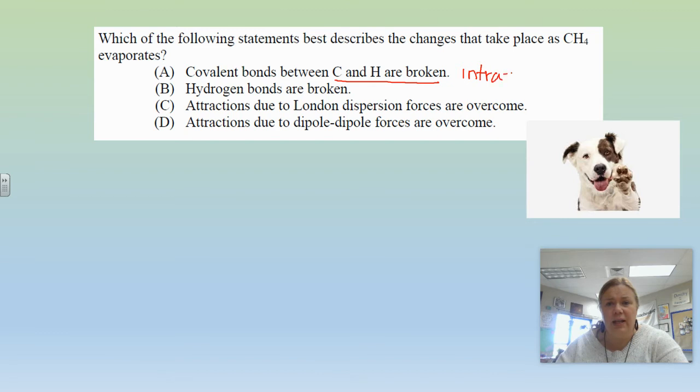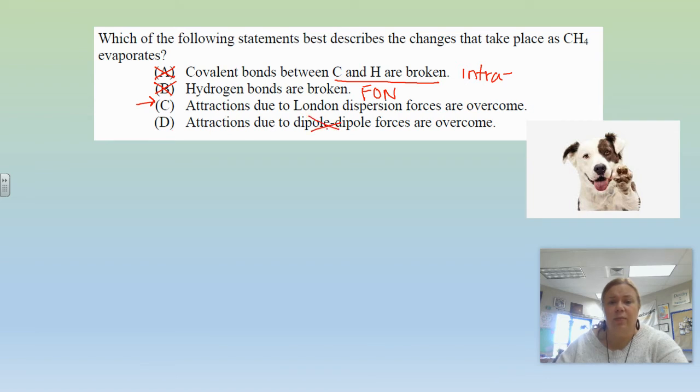So that's not going to be it because part A is talking about intramolecular forces. Hydrogen bonds are broken. There's no hydrogen bonds in CH4. Remember, there's not enough of a polarity, and hydrogen bonds can only occur with fluorine, oxygen, and nitrogen. Attractions due to London dispersion forces are overcome. That sounds reasonable with London dispersion forces. And attractions due to dipole-dipole forces are overcome.